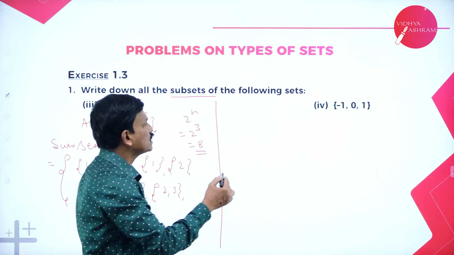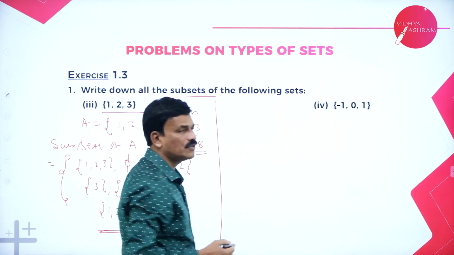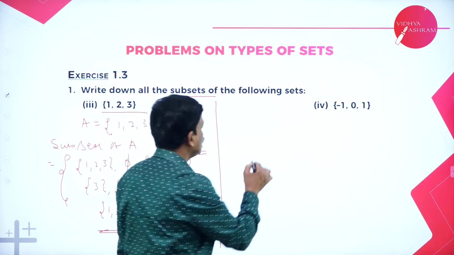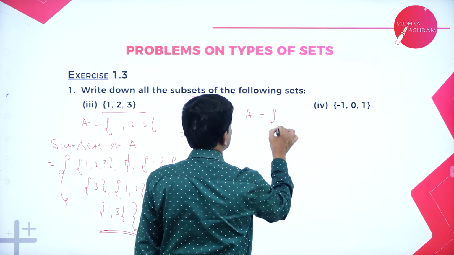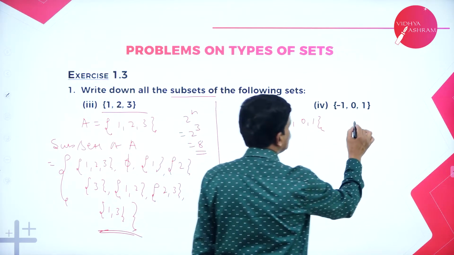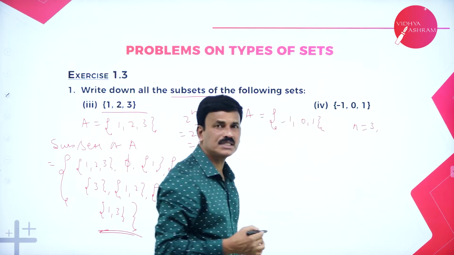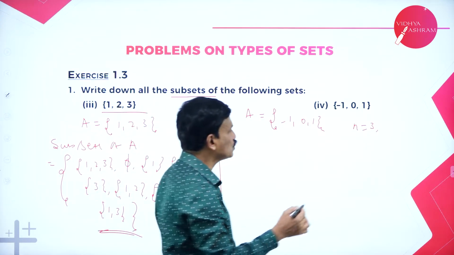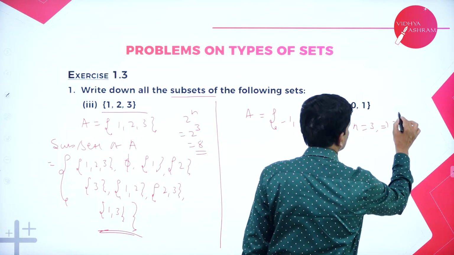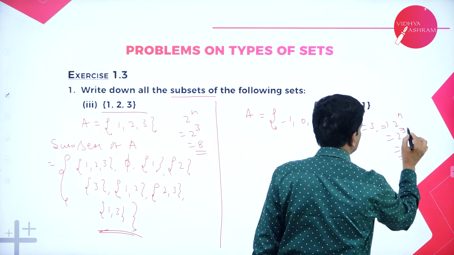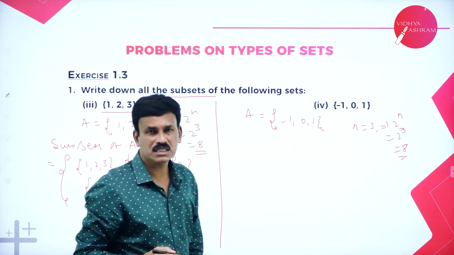Now come to the next problem. What is given, the set contains -1 comma 0 comma 1. Since this contains 3 elements, let us consider this as A is equal to -1, 0 and 1. So n is equal to 3, the number of elements in this set is 3. So the number of subsets we are going to get is 2 to the power of n. So 2 to the power of n means 2 cube. This is nothing but 8. So definitely you will get 8 subsets.